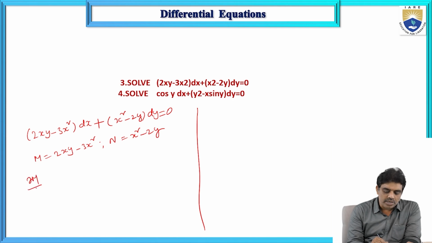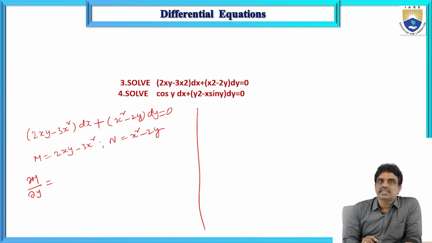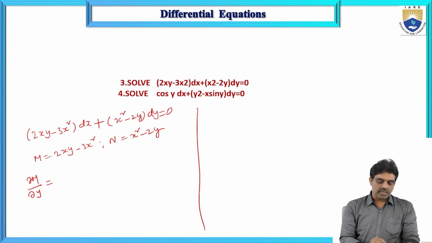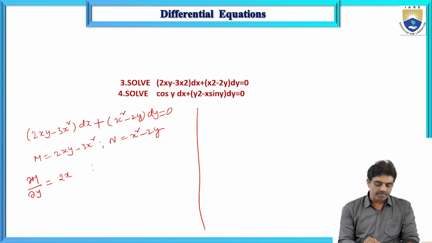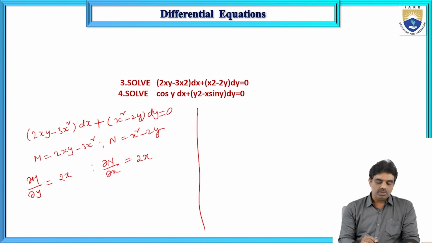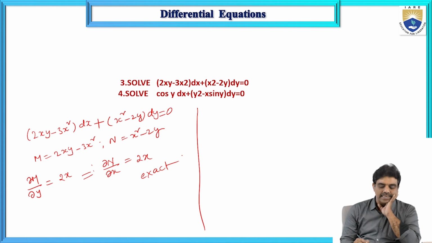Then what is dou M by dou y? It means the partial derivative of M with respect to y, because we are going to check the condition for exactness. With respect to y means x is constant. So the first term gives 2x, and 3x square is a constant term with respect to y, so it gives 0. Then dou N by dou x: the first term gives 2x and the second term is 0. So these two are equal, the condition of exactness is satisfied, and the given equation is an exact equation.